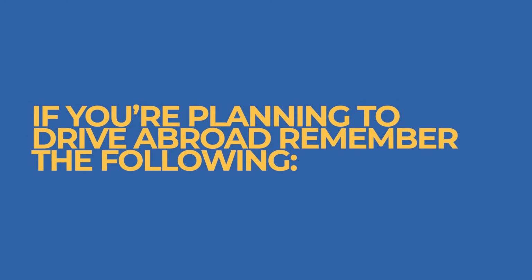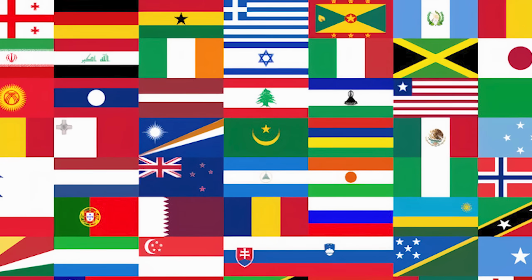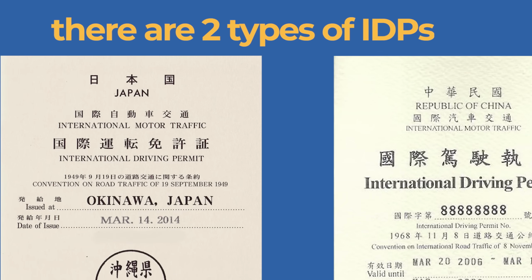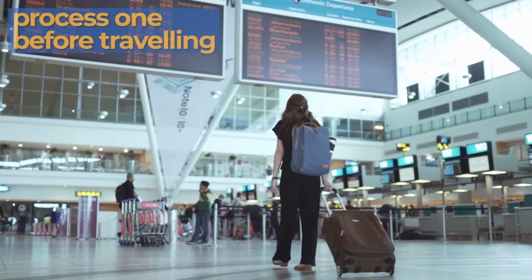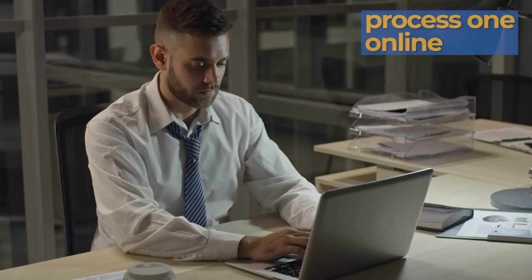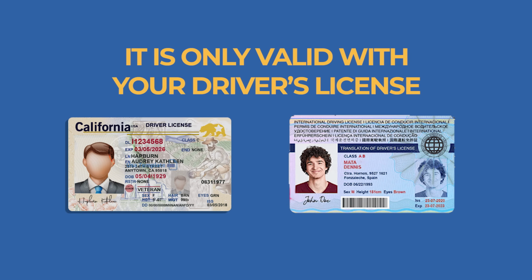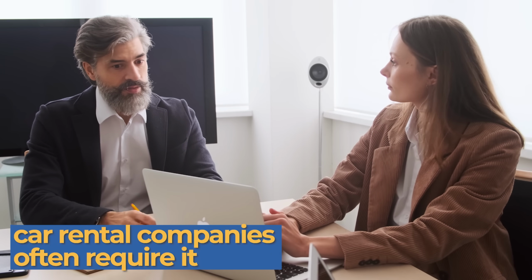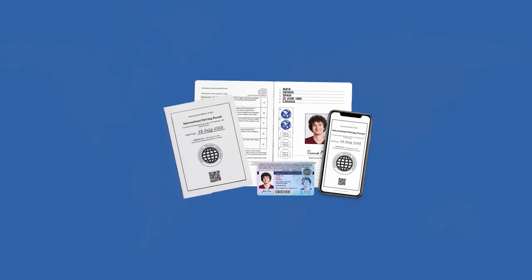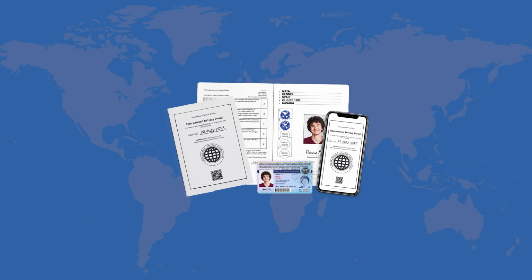So if you're planning to drive abroad, remember these points. 1. An IDP is recognized in over 150 countries. 2. There are 2 types of IDPs. 3. You need to process one before traveling. 4. You can process an IDP online. 5. It is only valid with your driver's license. 6. Car rental companies often require it. And most importantly, an IDP is a valid booklet recognized by the UN and valid in more than 150 countries, so don't let anyone tell you otherwise.